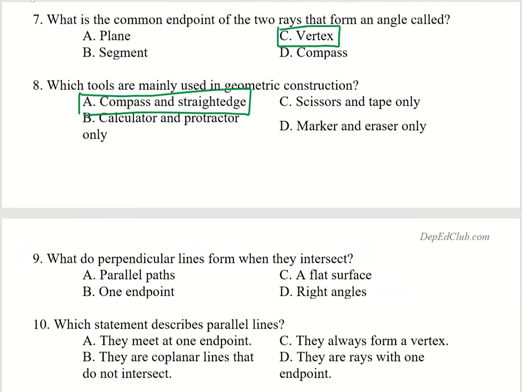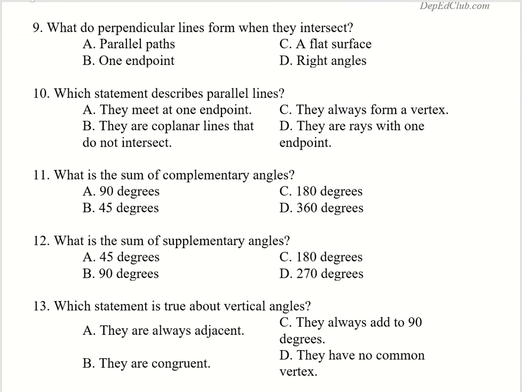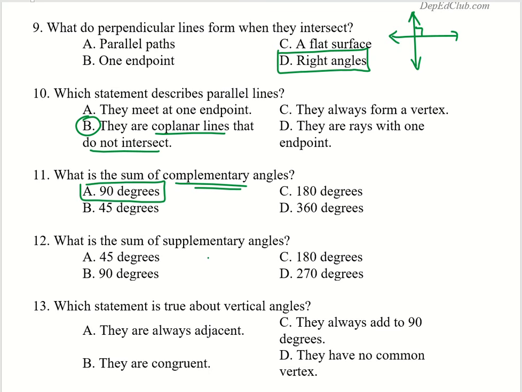Letter A. Next, number 9, what do perpendicular lines form when they intersect? For number 9, two perpendicular lines form right angles. 10, which statement describes parallel lines? They are coplanar lines and they do not intersect po. Letter B. 11, what is the sum of complementary angles? Complementary, that is 90 degrees. 12, what is the sum of supplementary angles? Supplementary, that is 180 degrees.